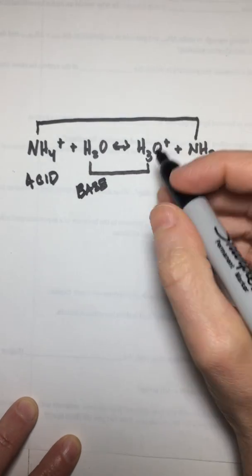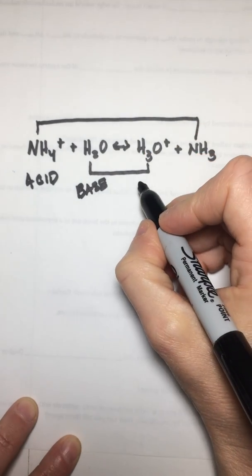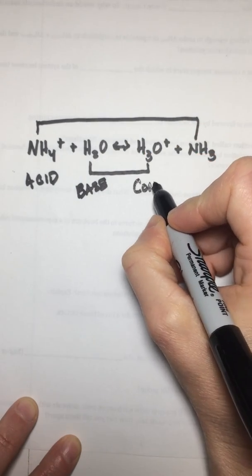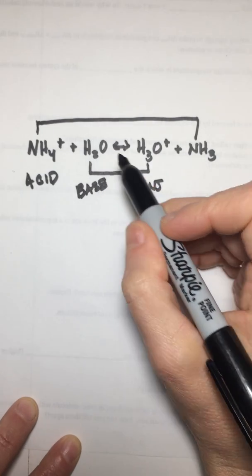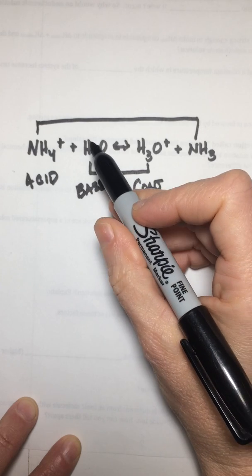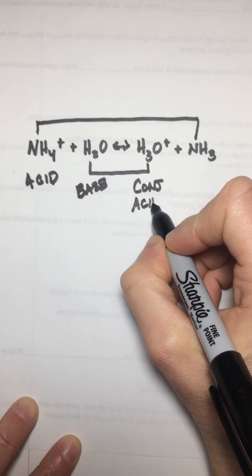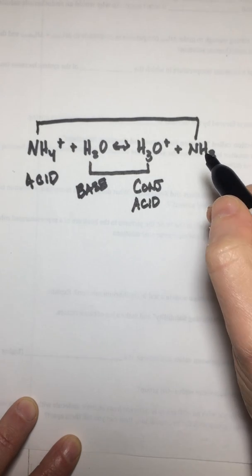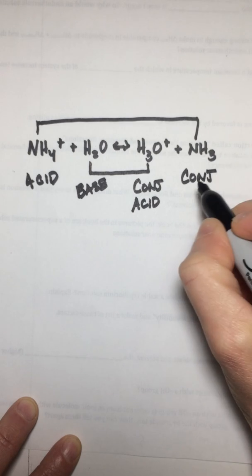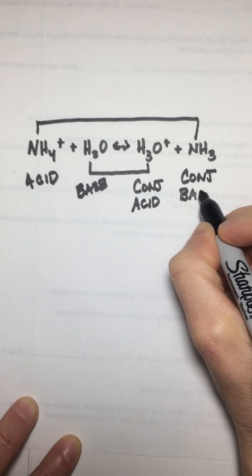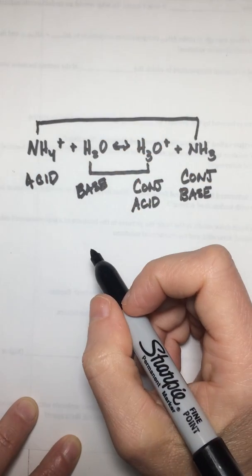Then, to do this side, by definition, if it's on the product side, we call them conjugates. So this is going to be the conjugate, well, it donated. Do you see how it is going to lose a proton? So this must be a conjugate acid, because an acid donates a proton. This must be, therefore, the conjugate base, because it is all ready to accept a proton.